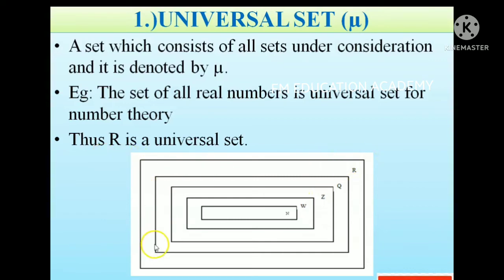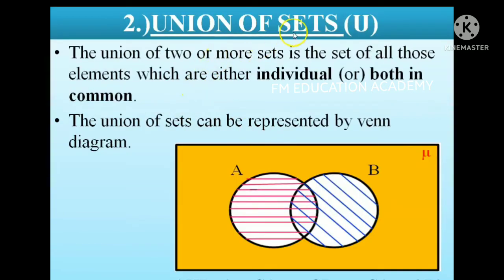That is, real number is comprising all the type of numbers. That is why real number can be categorized as universal set here. That is, real number can be categorized as mu. That is, when we consider one particular set is consisting of all the elements, that will be considered as universal set. Now the second set is union of sets.